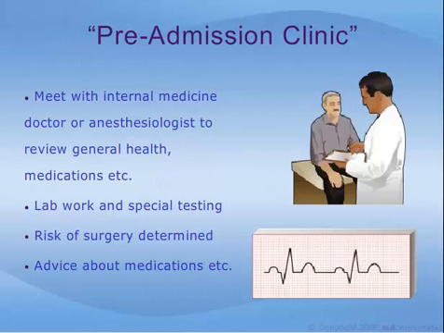Many centers will utilize a special outpatient clinic called a pre-admission clinic. This may go by different names at different sites. At this visit, you will likely see an internal medicine doctor or internist, or an anesthesiologist, who will perform a medical interview and a physical examination. Lab work and special testing, such as an electrocardiogram or other heart testing, may be ordered, and your specific risk for surgery will be determined. You will be advised further about how to prepare for surgery, including which medications to continue, etc.